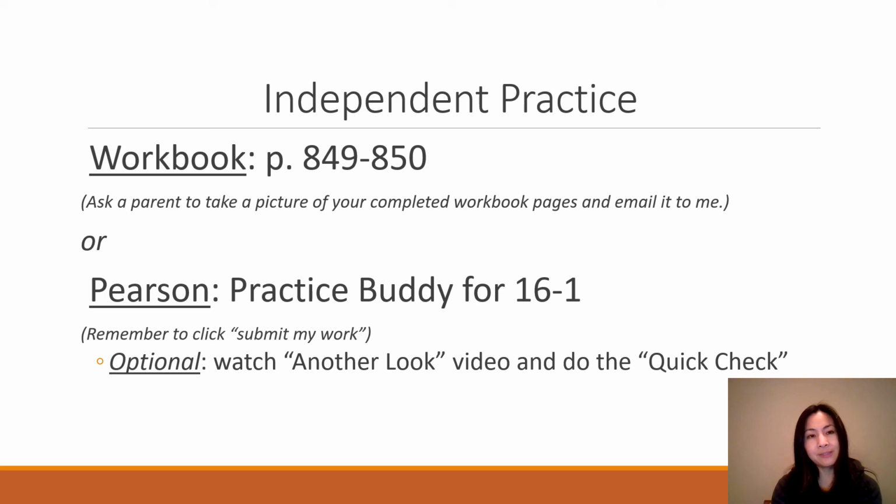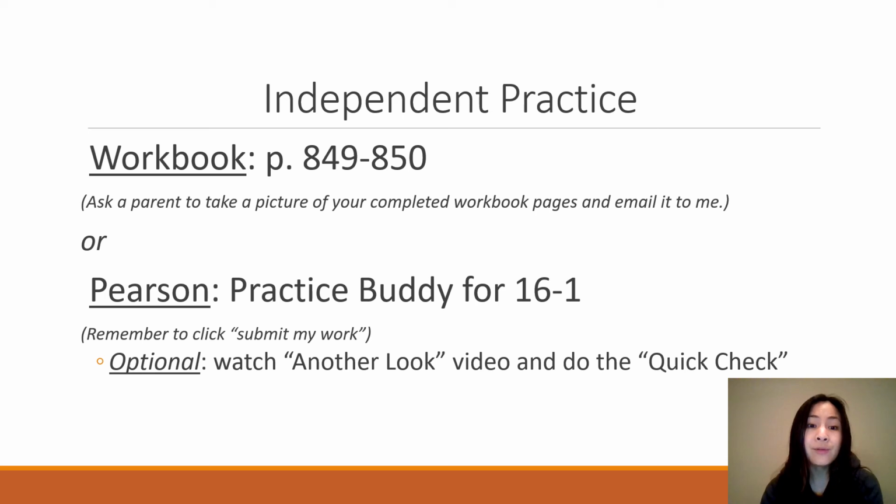Since I pretty much did those guided practice problems myself without your help, since we don't have the ability to go back and forth and call on people like we do in the classroom, I do really want to make sure that you're able to do these types of problems independently. So whether you choose to work in the workbook today or on Pearson, I need to be able to see evidence of your continued learning and practicing these new skills.